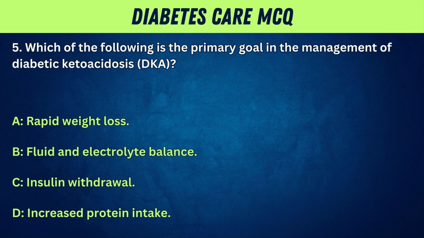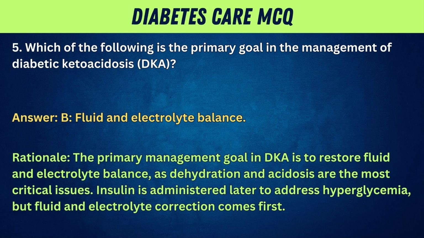5. Which of the following is the primary goal in the management of diabetic ketoacidosis, DKA? A. Rapid weight loss. B. Fluid and electrolyte balance. C. Insulin withdrawal. D. Increased protein intake. Answer: B. Fluid and electrolyte balance. Rationale: the primary management goal in DKA is to restore fluid and electrolyte balance, as dehydration and acidosis are the most critical issues. Insulin is administered later to address hyperglycemia, but fluid and electrolyte correction comes first.